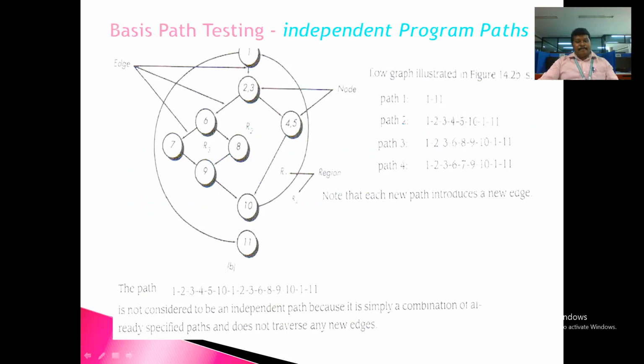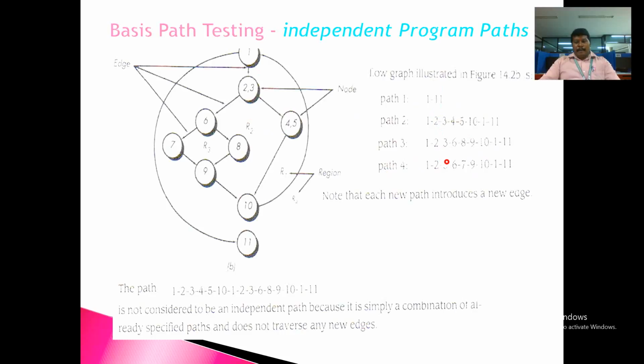Consider this diagram. We have four different paths. Path 1 can start from edge 1 and end with 11. This is the first flow graph, the first independent path. Path 2 is 1, 2, 3, 4, 5, 10, 1, 11. Likewise path 3 and path 4. So in this flow graph we find four different kinds of independent paths.